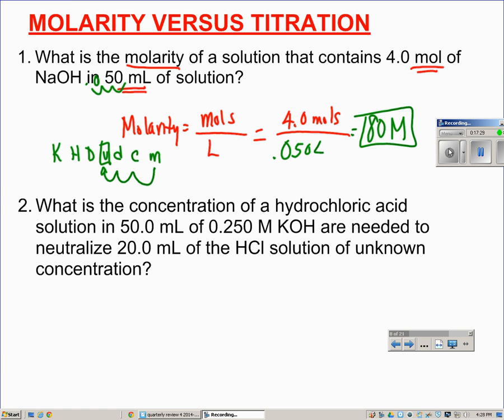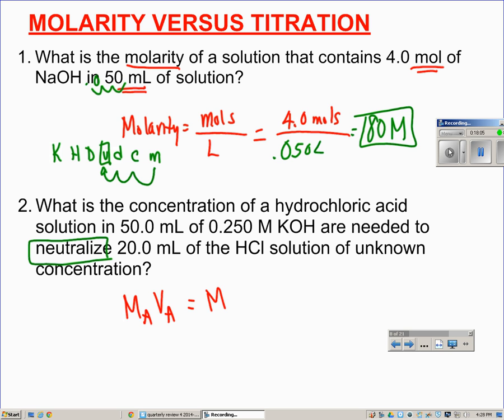All right, now that's different from this second problem. What is the concentration of a hydrochloric acid solution if 50 milliliters of 0.25 molar KOH is needed to neutralize 20 milliliters of HCl solution of unknown concentration? We're looking for concentration again, but we have this keyword neutralize. So you go, I know what to do. Instead of using this molarity formula, when you have the words neutralize or titration, we have to see if maybe we should use the titration formula.